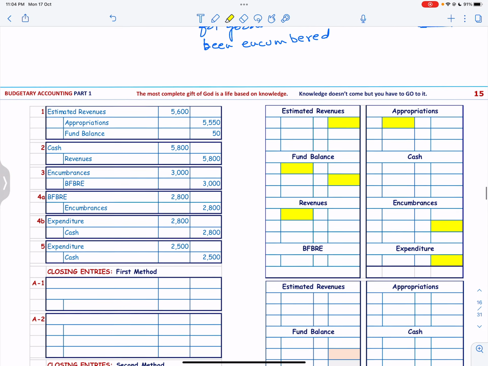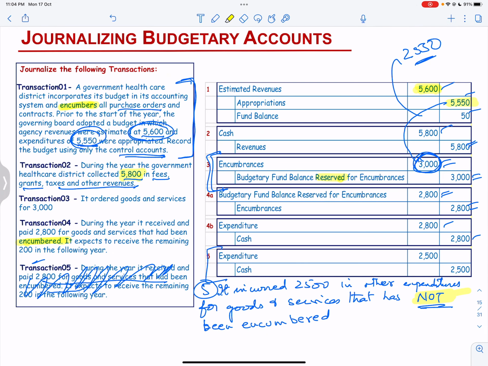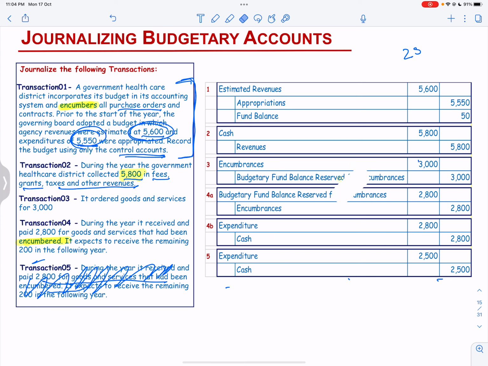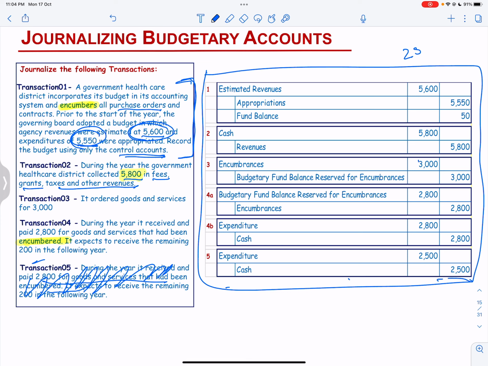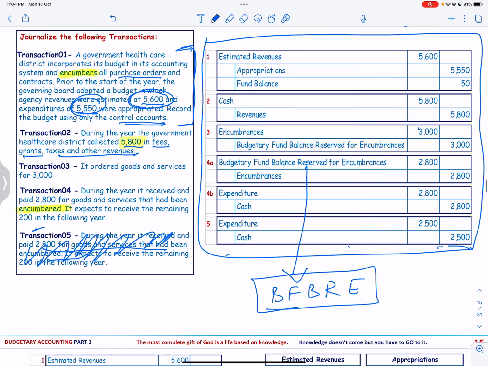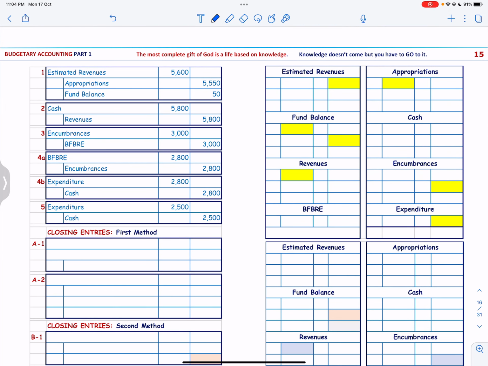So I have simply copied the journal entries that we have made just now, and to use this space we are short of space on the screen. So rather than writing the full form, budgetary fund balance reserve for encumbrance is written as BFBRE. So the same journal entry that you see over here is presented in the slide in this part. Same journal entries, and we are going to make the ledger accounts first of all.